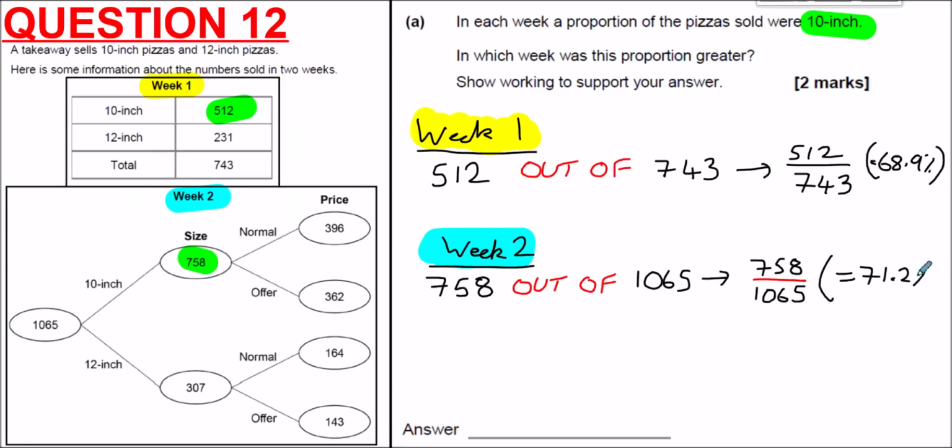And so the percentage of 10-inch pizzas sold was greater in week 2 than it was in week 1, because 71.2% is a higher percentage than 68.9%. And so when it asks in which week was the proportion greater, we need to answer it was greater in week 2.